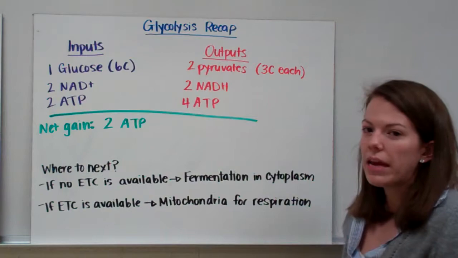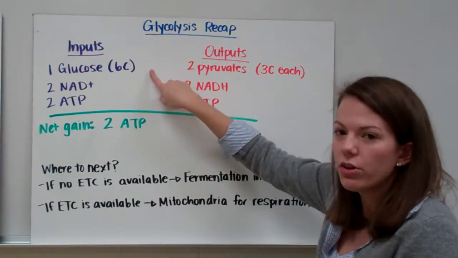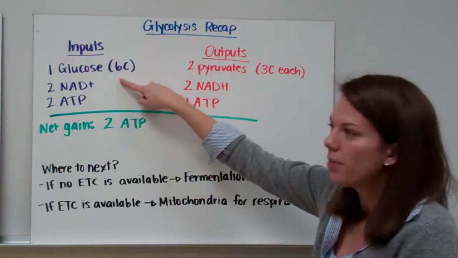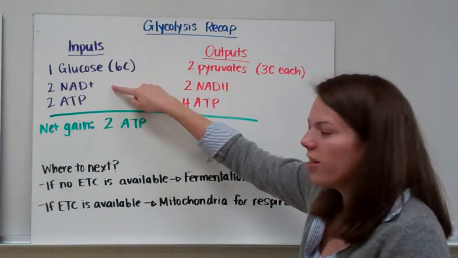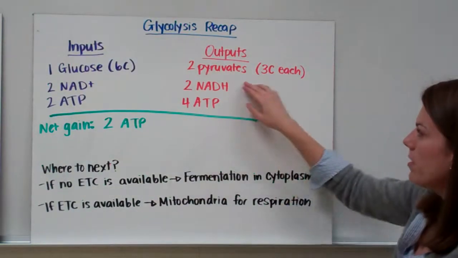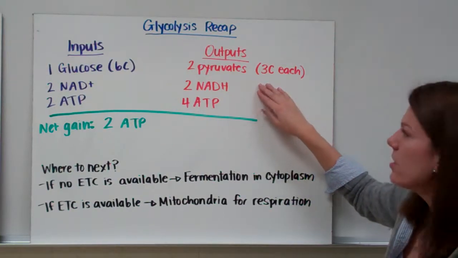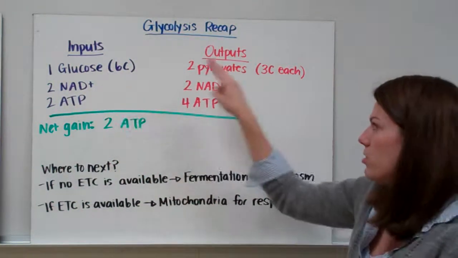So let's do a quick recap of glycolysis. Our input for glycolysis is a glucose molecule. Remember, glucose has 6 carbons. We have to invest 2 NADs, those are our electron carriers, and 2 ATP to get started. All right, and our outputs are 2 pyruvates. Remember, pyruvates have 3 carbons each. So for each glucose molecule, we get 2 pyruvates.